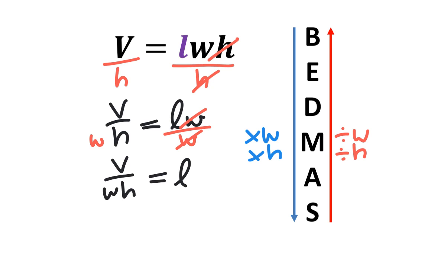Since we read from left to right, we're going to have to clean this up a little bit. So I'm going to rewrite this as L is equal to V over WH. So length is equal to volume divided by width times height.